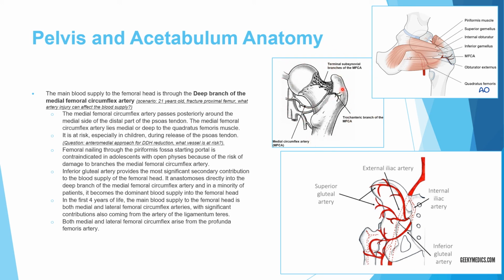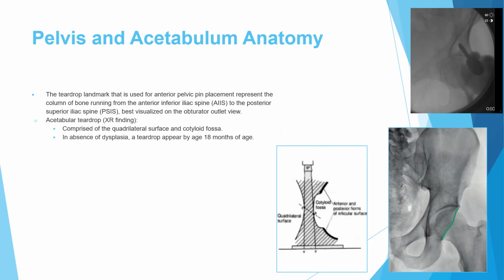The medial femoral circumflex artery is very important; know its anatomy, its relation to the obturator externus, its relation to quadratus femoris, and its relation to the three external rotators, the obturator internus with the two gemelli, and then how it pierces the capsule and starts giving the terminal branches. Remember, the inferior gluteal artery anastomoses with the medial femoral circumflex and gives significant blood supply in some cases. In the pelvis and acetabulum, there are two teardrops that we mentioned.